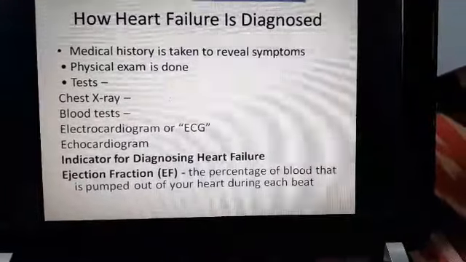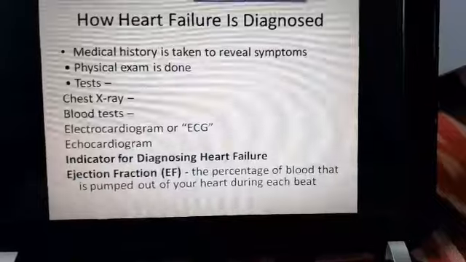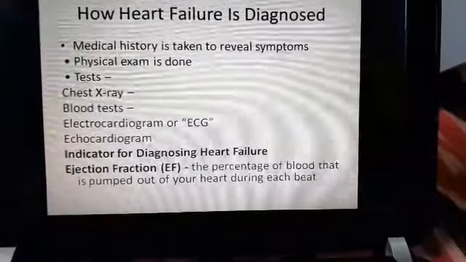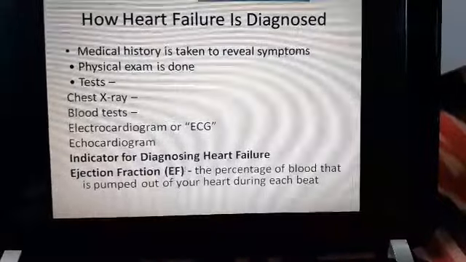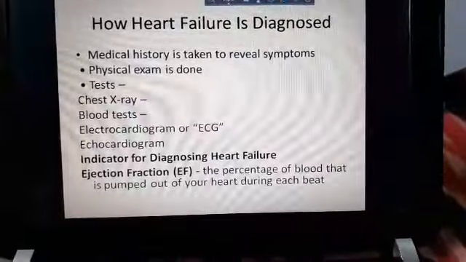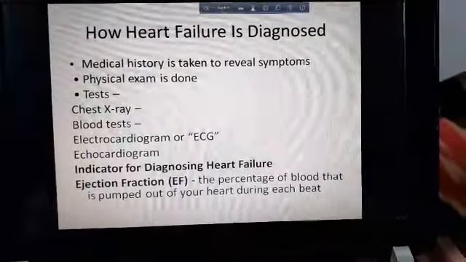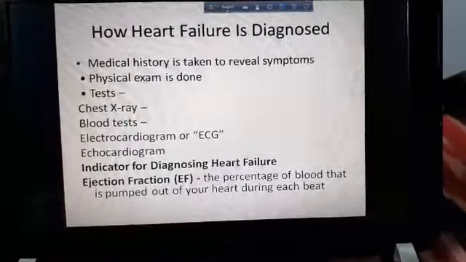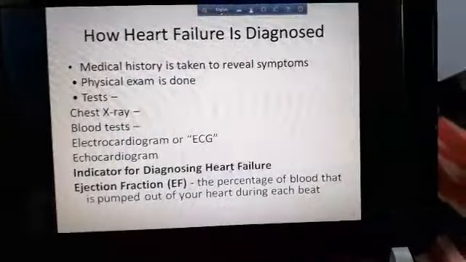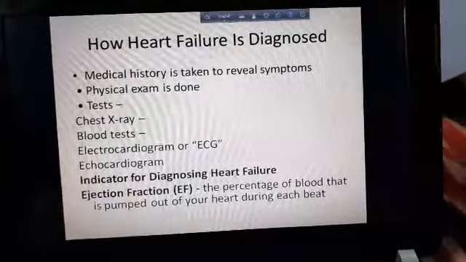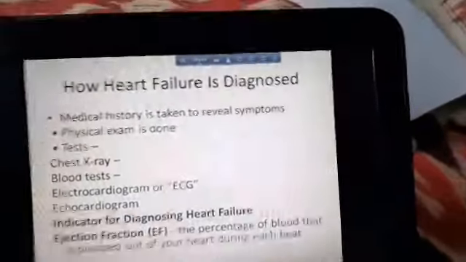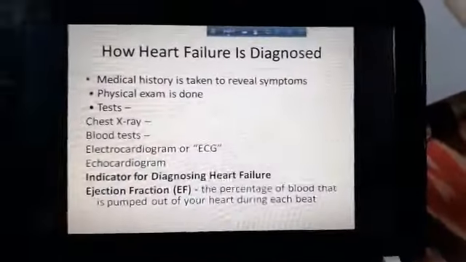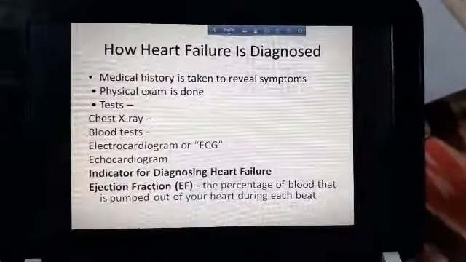Chest X-ray, because often you can find cardiomegaly, and there is a blood test to determine whether heart failure is present or not. We can do a test like testing of the brain natriuretic peptide, that is called BNP. In heart failure, BNP is elevated. We can do ECG, and you can do echocardiogram to classify the heart failure, whether it is preserved ejection fraction or moderately reduced ejection fraction or reduced ejection fraction. Indicator of diagnosis of heart failure.